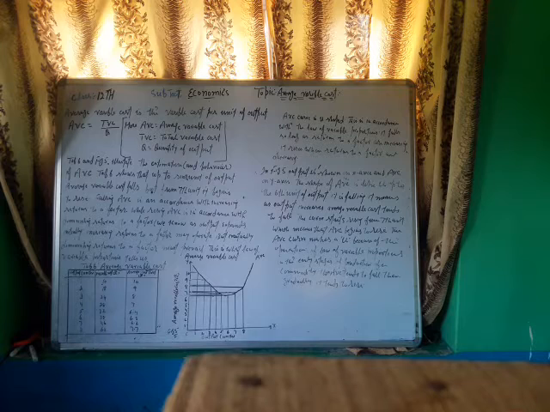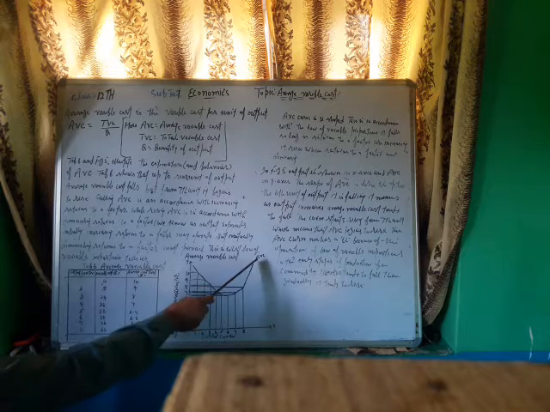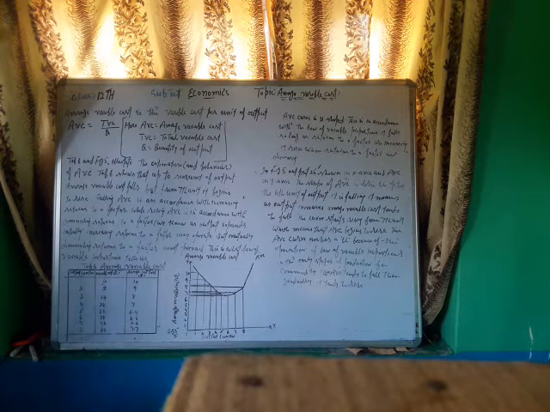Now, the AVC curve is U-shaped. This is in accordance with the law of variable proportions. It falls so long as returns to a factor are increasing. It rises when returns to a factor are decreasing.